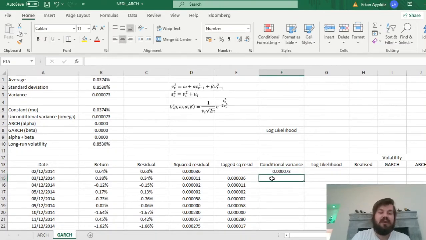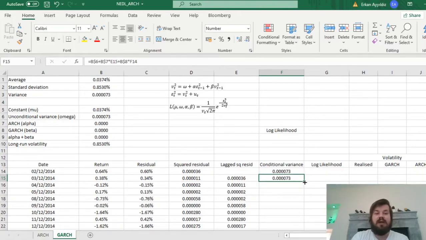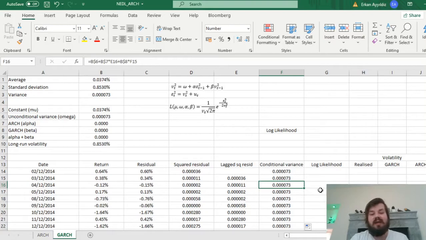So we can just input it, translating it into the language of Excel, having unconditional variance locked plus alpha, the ARCH term, times the lagged realized volatility, lagged squared residual, plus the GARCH coefficient beta times lagged conditional volatility. In our case, it would be the previous value of our conditional variance. And here we can enforce this formula and bottom right click it all the way down, and we can see, just as in the previous case, that if alpha and beta are both equal to 0, our conditional variance is constant and it's equal to the constant variance we have simply calculated beforehand.